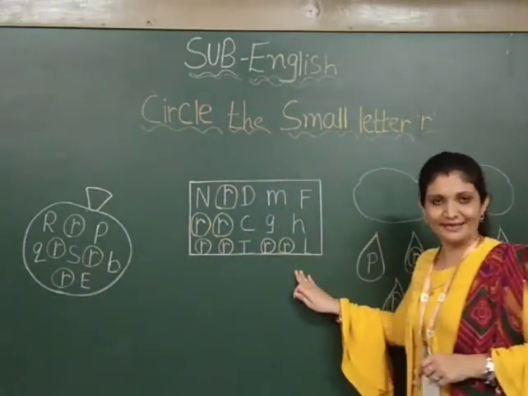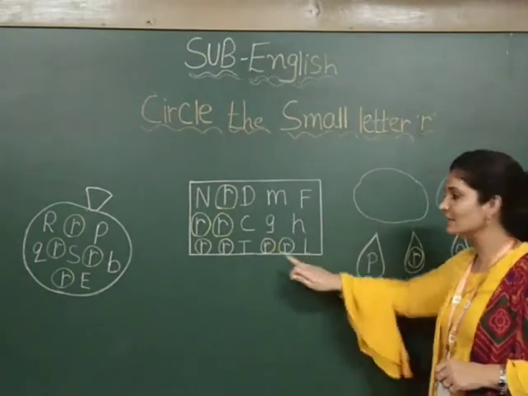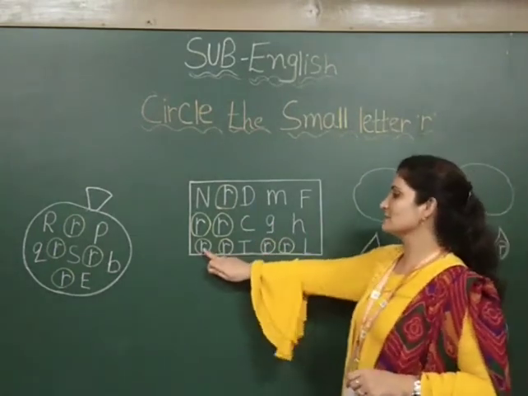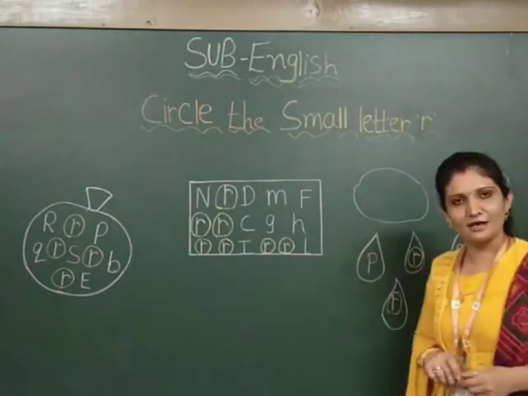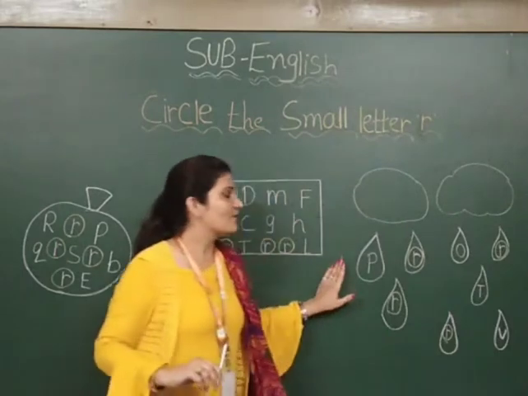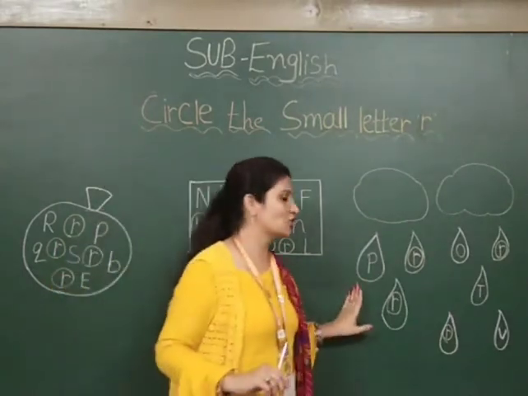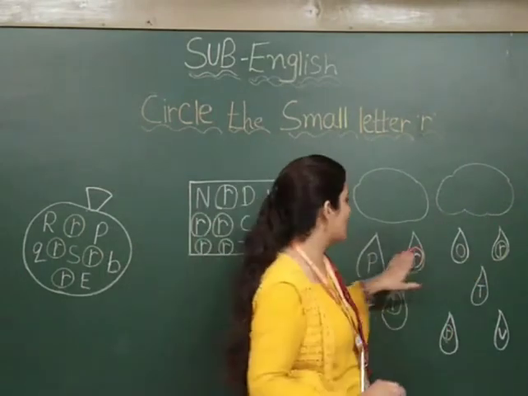Second picture is of rectangle. We find small letter R and then we did circle. See, this is small r, this is also small r. These all are small r's. So we did circle on it. And this is a picture of a raindrop. We circle on small r.